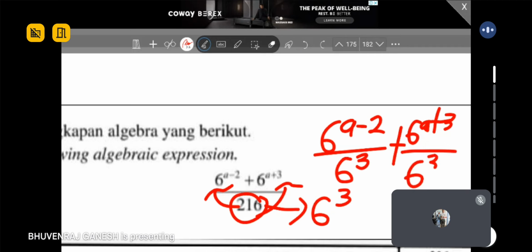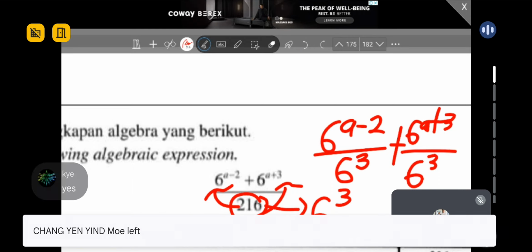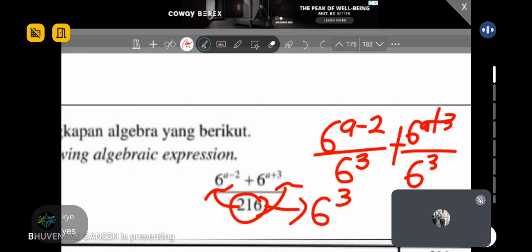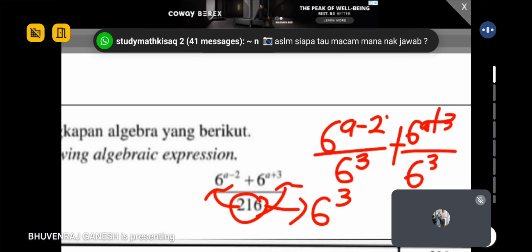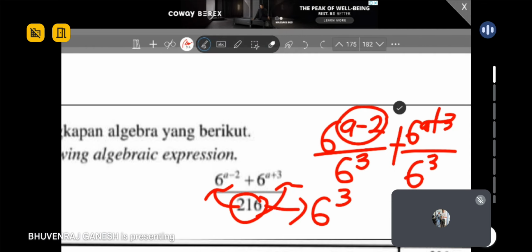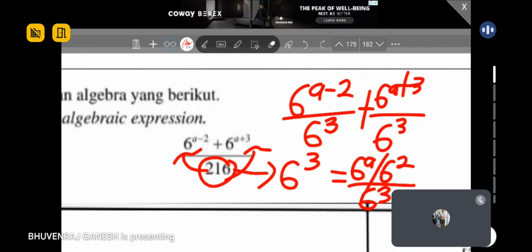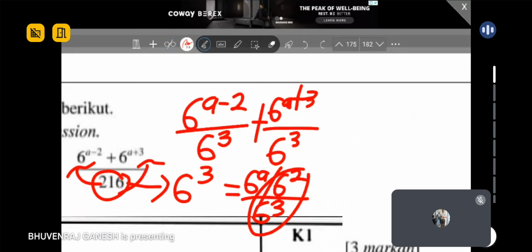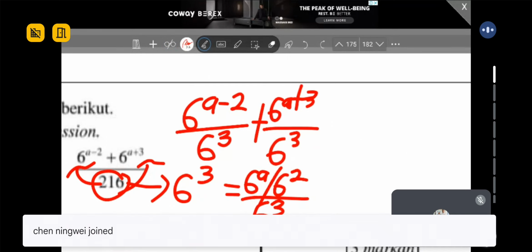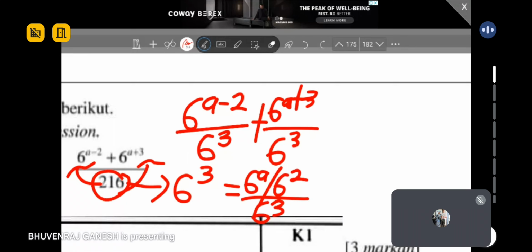over 6 power 3. Boleh? Do you guys understand this step? Can, right? Very logical, right? So now you can use your indices rule. Boleh guna hukum indeks, guys. So when the power is minus, simbol apa? Kuasa tolak, boleh jadi bahagi. Am I right? You will change it to divide. So you will get 6a over 6 squared over 6 cubed. Something like this. So these two you can combine. Kamu boleh darab. You times these two values together. So 6 cubed times 6 squared, the answer is 7776.